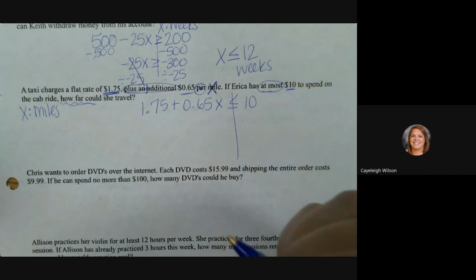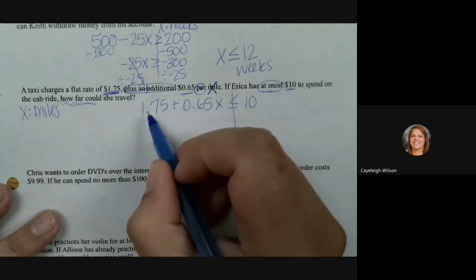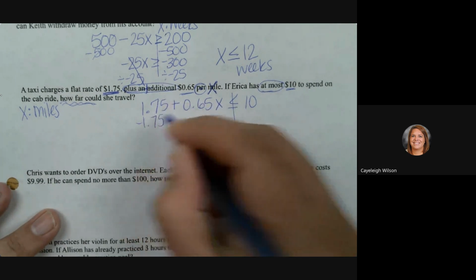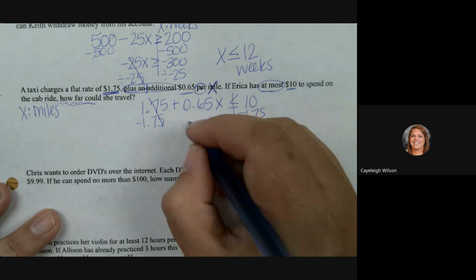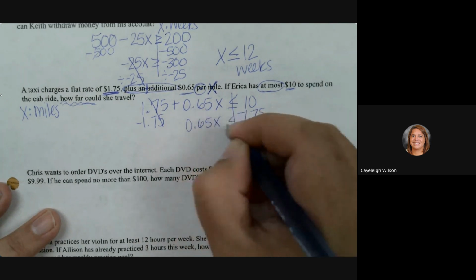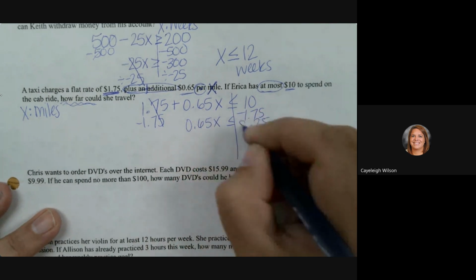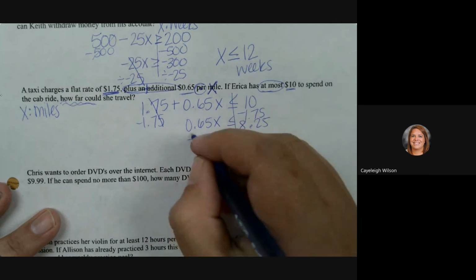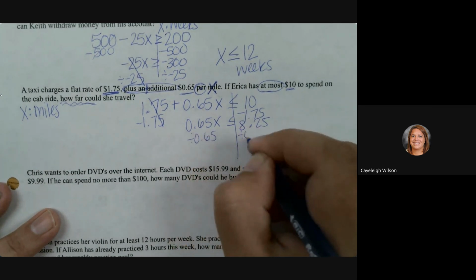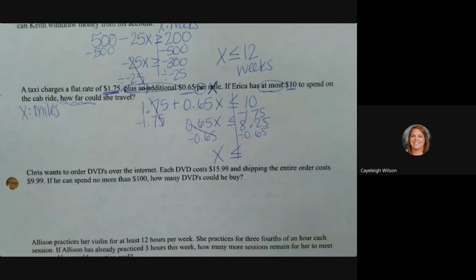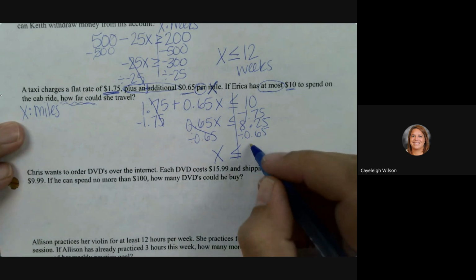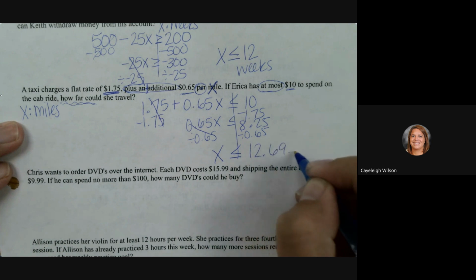And then it's just a two-step inequality. So I'll undo the constant first. So the minus the 1.75. 1.75 minus 1.75 is 0. So I'm left with 0.65X is less than or equal to 8.25. And then I'll divide by the 0.65. I don't need to flip my sign because I divide by a positive. So 8.25 divided by 0.65. And I get on my calculator 12.69, blah, blah, blah.